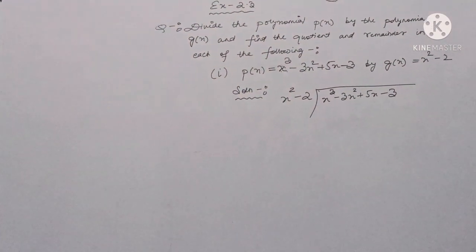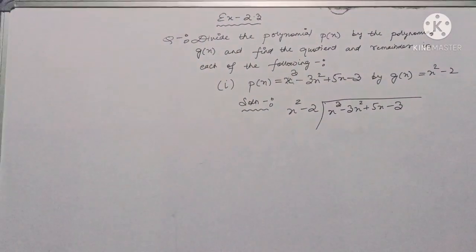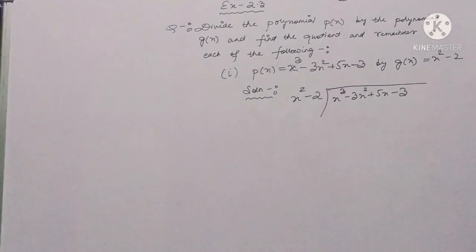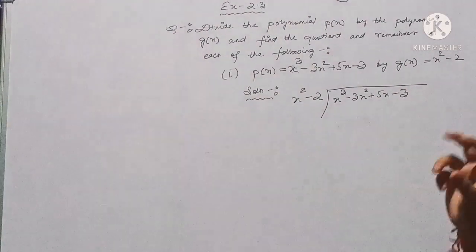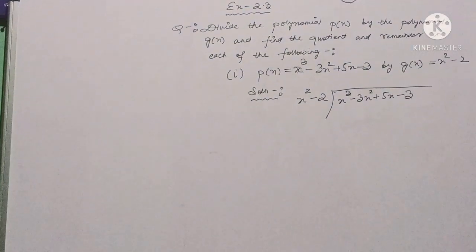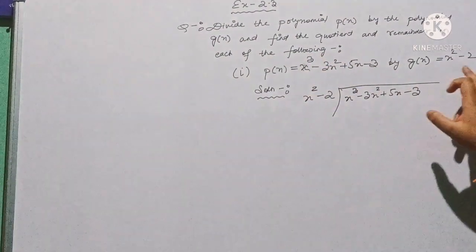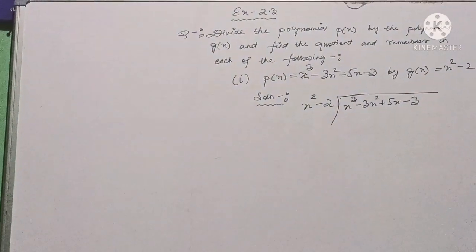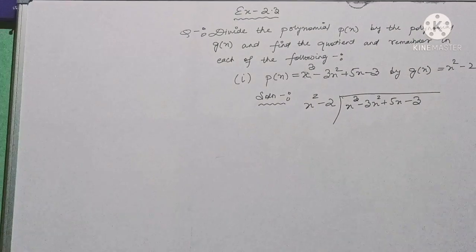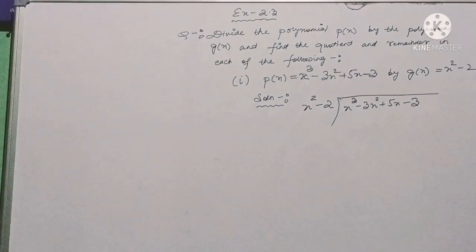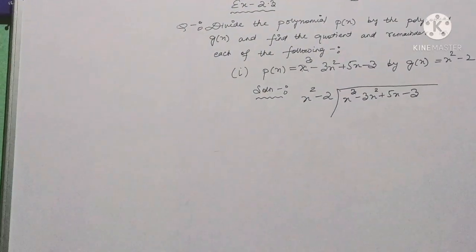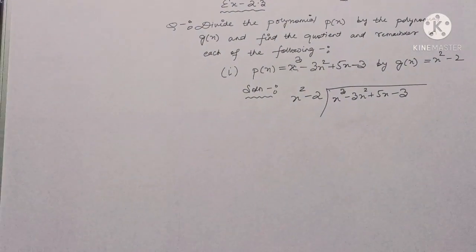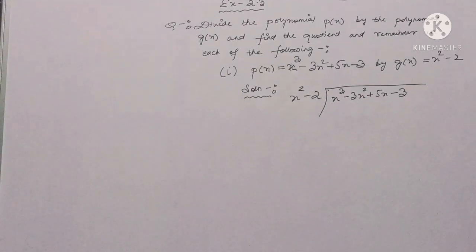Now first of all, how can we identify which polynomial to divide by which? So see students, we first have to observe the degree of the polynomial. See here the degree is 3, here the degree is 2. The polynomial which has the greater degree is the one we have to divide, and the polynomial which has the lesser degree is the one we divide by. Now let us see.